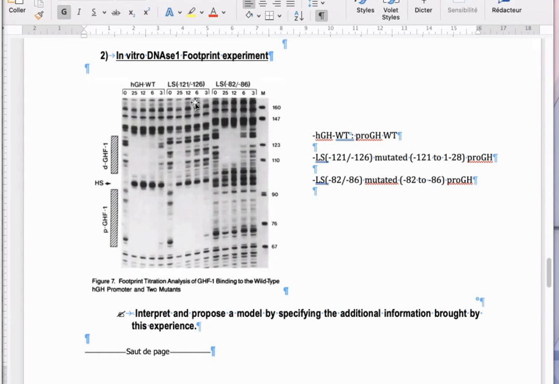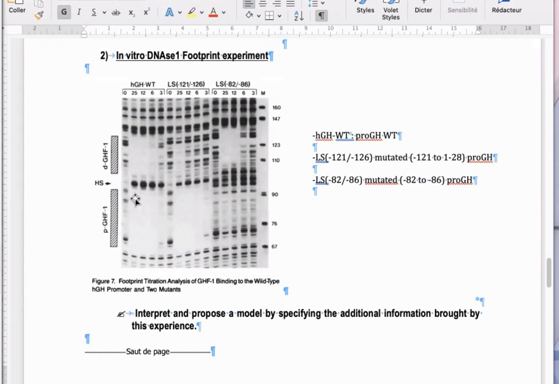Yes. If we mutate the site of binding of the blue protein and use 12 microgram of protein, the blue protein cannot bind. You see, it's not protected anymore. You see? But the red can bind. Do you agree?